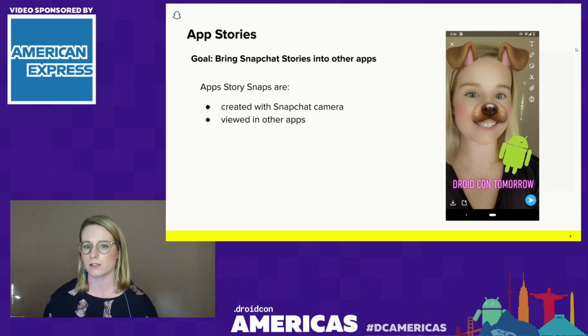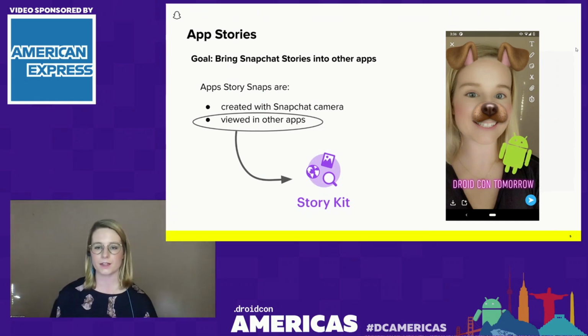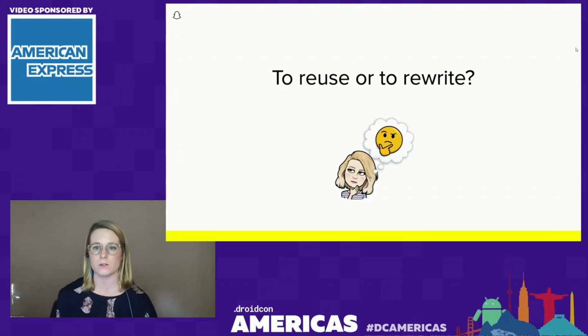So this is where StoryKit comes in. For StoryKit, we needed to create a story player SDK that apps could use to play stories, just like the player in Snapchat. So this led to a few questions on how to do this. And the biggest question was whether we could use what we already had, or if we needed to rewrite the player from scratch. In the Snapchat app, as I showed you, we have a story player, but would it be feasible to take this existing player and package it and publish it as a standalone SDK?